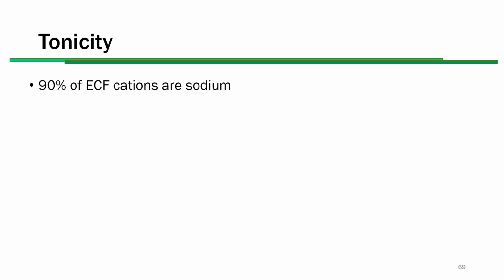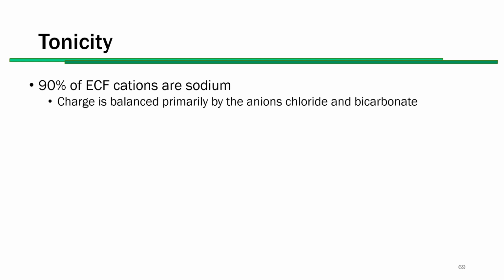90% of our extracellular fluid cations are sodium. So sodium is outside the cell. Its charge is balanced because the solution is neutral, and so it's balanced by anions, chloride and bicarbonate.